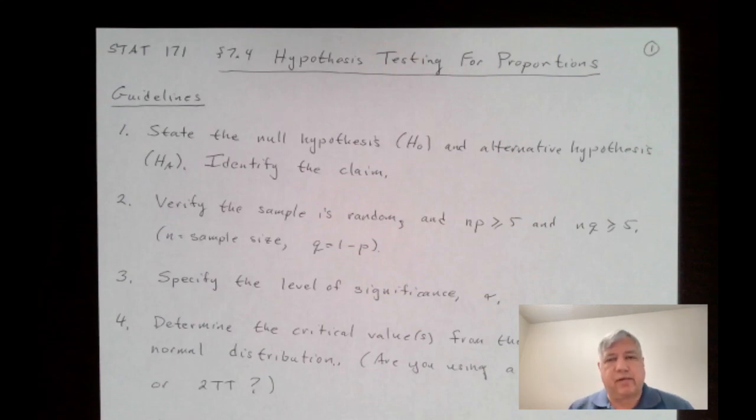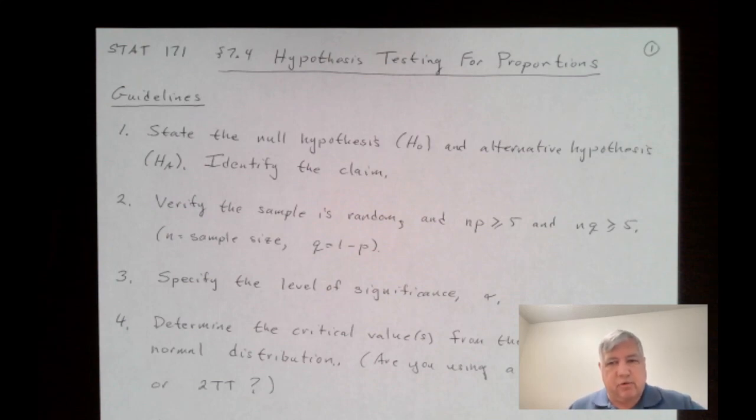So we've already discussed how proportions are really based on a binomial probability distribution, but we know that when the conditions are right, we can approximate it with a normal distribution, and that's what we're going to use to do this. So let's just go through the general guidelines.